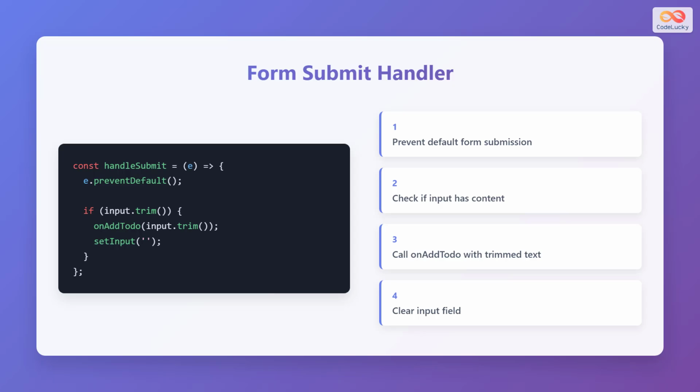This removes any leading or trailing whitespace from the input. If the input field is not empty, we call the onAddToDo function, passing it the trimmed input value. This will add the new to-do item to the list. Finally, we call setInput to clear the input field, preparing it for the next to-do item.